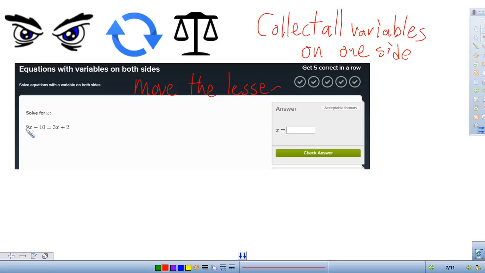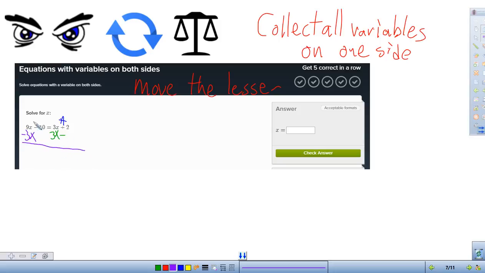So I have a choice. I can move this 9x or I can move 3x. I'm gonna move 3x. So what that means, I gotta think, how is 3x connected to 2? I realize that it is connected by addition, and so if I want to reverse it, I'm going to subtract. But instead of subtracting 2, because that'll move the 2, this time I'm going to move the 3x. And then to keep things balanced, I'm going to subtract 3x from this side.